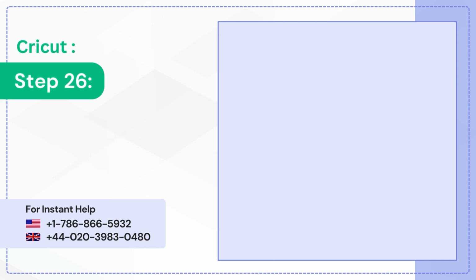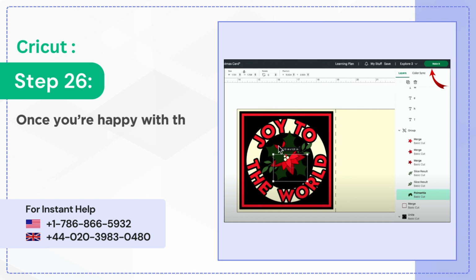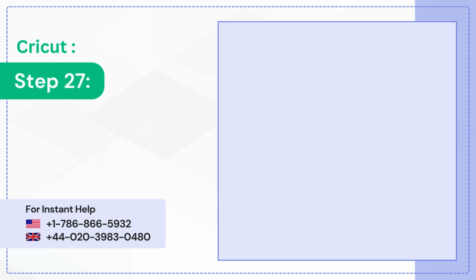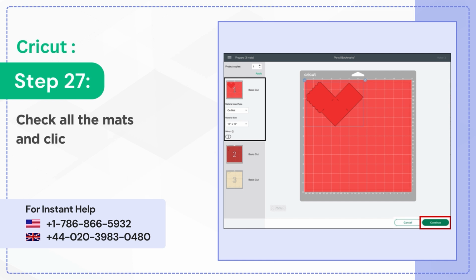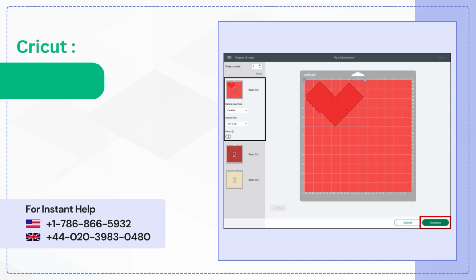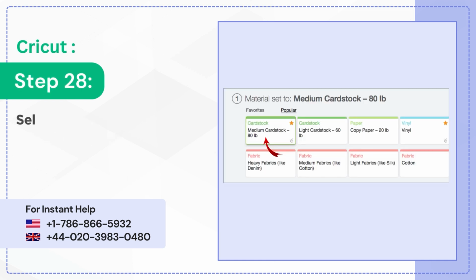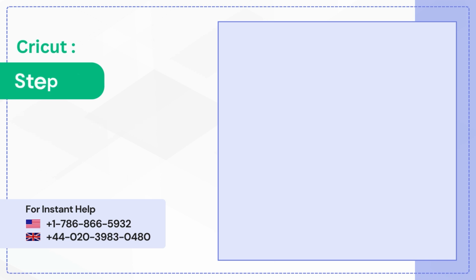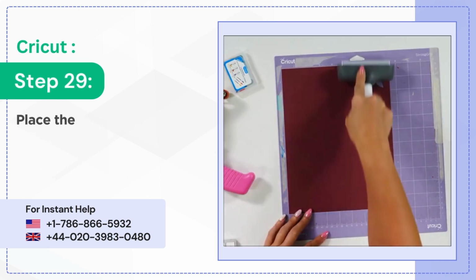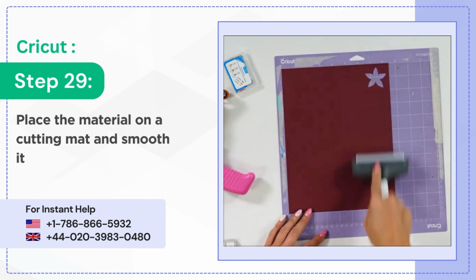Step 26. Once you're happy with the design, click on Make It. Step 27. Check all the mats and click Continue. Step 28. Select medium cardstock for material. Step 29. Place the material on a cutting mat and smooth it down using a brayer.